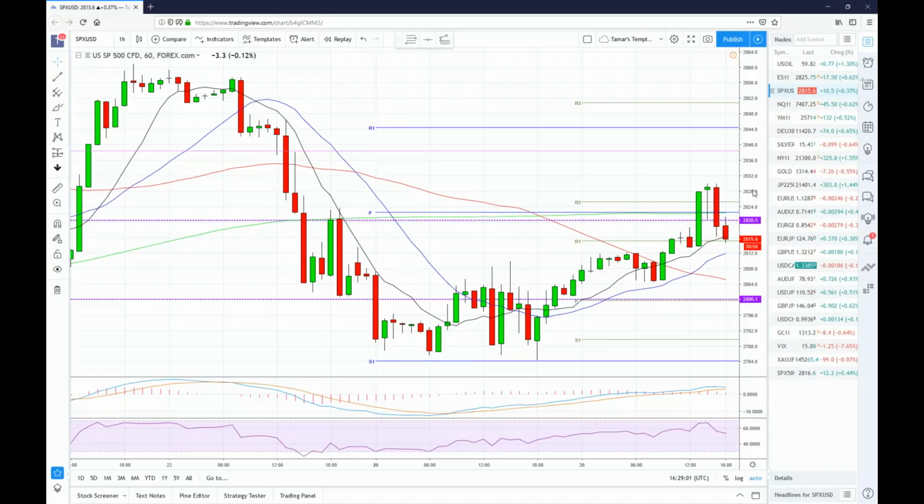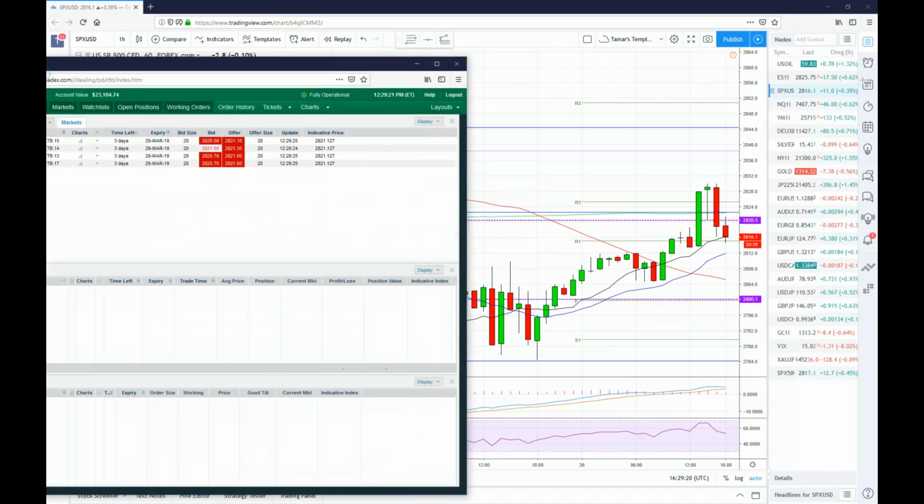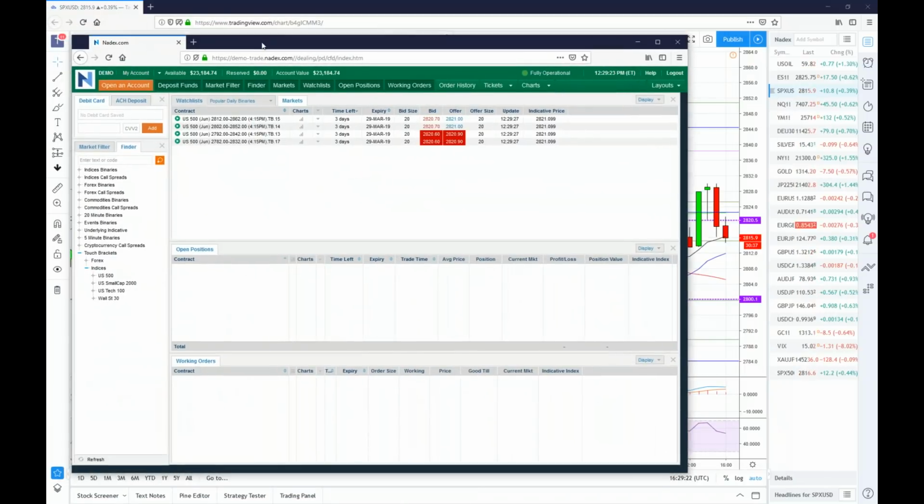Will it push higher? I don't know. I don't trade this market right now. It's just a little bit too fuzzy, not clear enough, but that's the nice thing. We can make both a bearish case and a bullish case. And so the question is, the underlying market is currently trading at 2,815. Which of those touch brackets might be tradable right now?